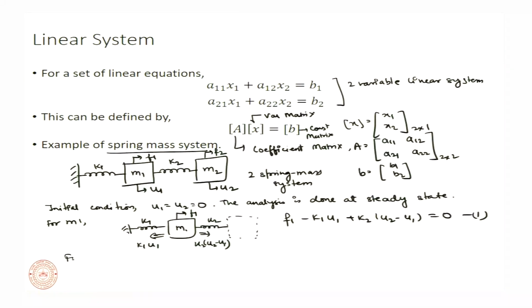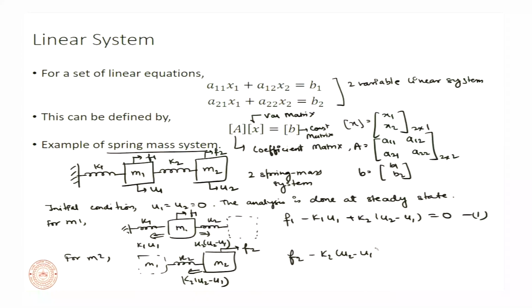For mass 2, for M2, we can again draw our expression. So, this is our spring attached to mass 1 and then this is K2 and then we have M2. Again the force applied is F2. In this direction it is being pulled by minus K2 (U2 minus U1). So, we will have F2, let us take out the minus sign from here, F2 minus K2 of (U2 minus U1) equals to 0. So, our expression 2. Okay.